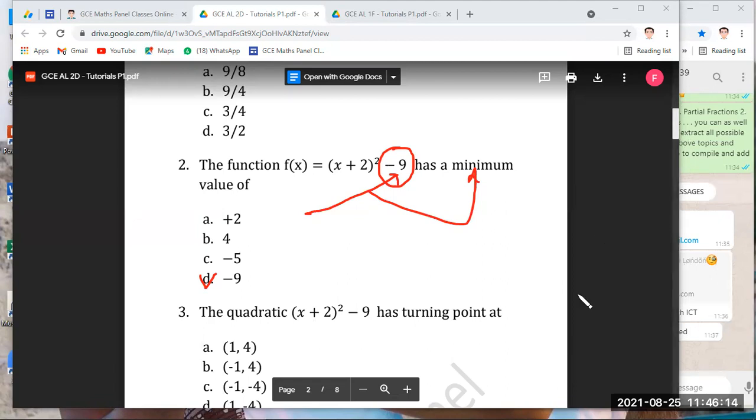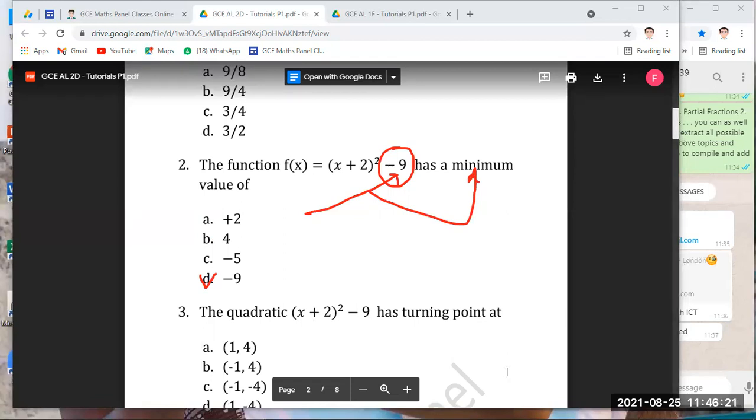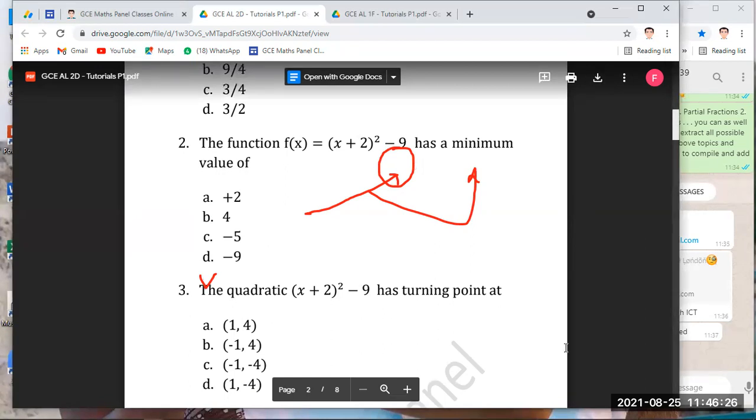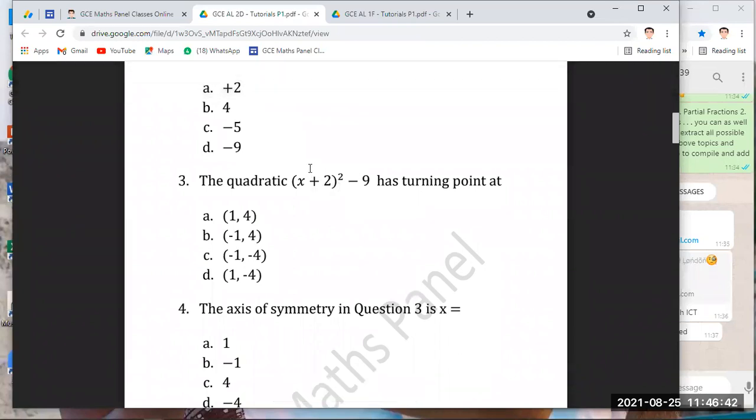All right, let's look at the next question, question 3. Can you do this one? The quadratic has a turning point. Yes, question 3. So when does a turning point occur for this quadratic?